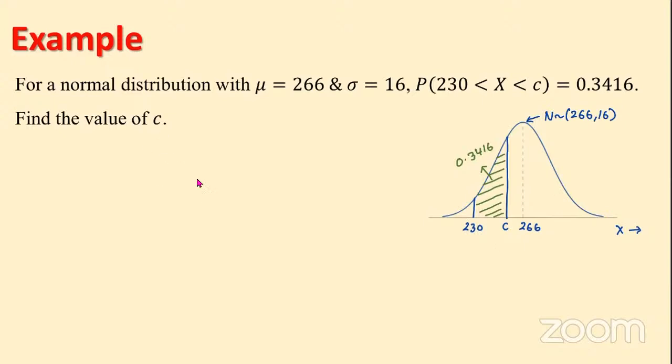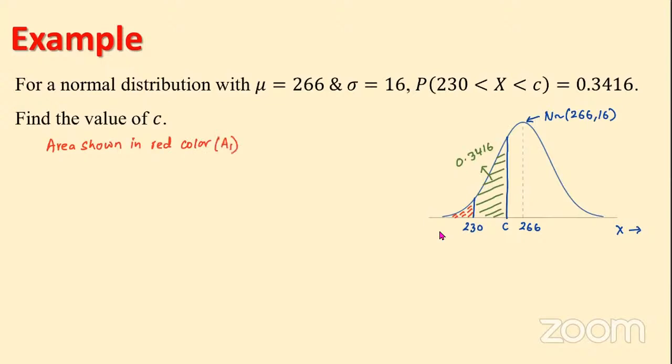But in order to find the value of c, we need the total area to the left of c. We have this area which is on the left of c, but this area, which I'm going to show you here in red, is missing. So first of all, we need to find this area in red. So I'm going to do it in red itself. The area shown in red, I can call that A sub 1 if I want.